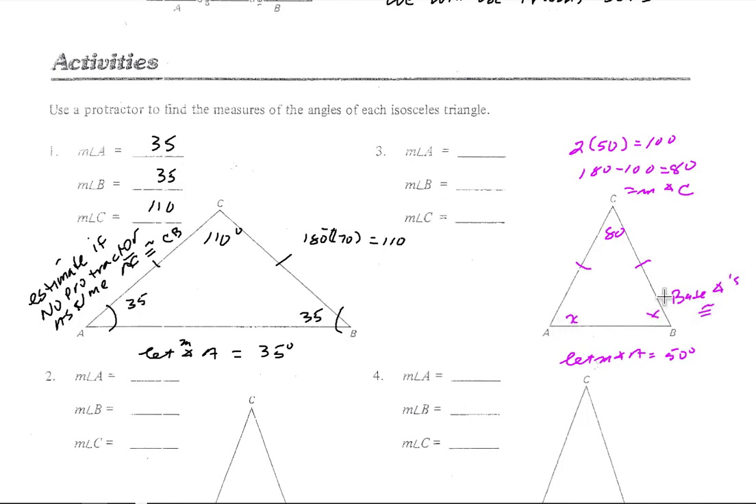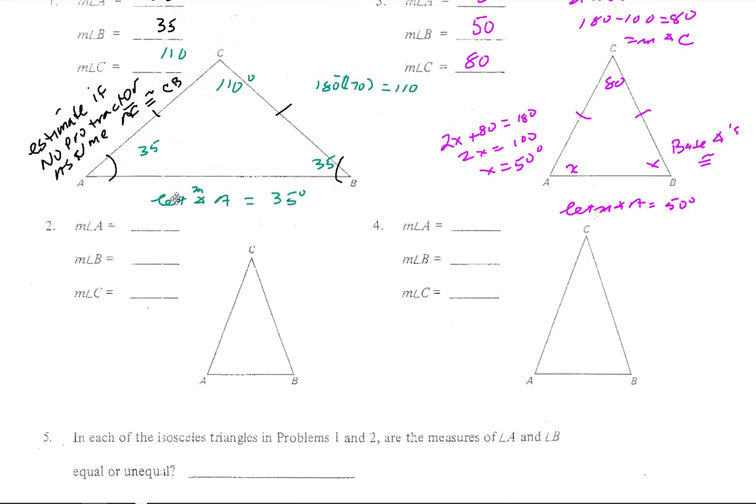So again, isosceles triangles, AC and CB are the congruent sides. The opposite angles, the base angles, are congruent. Angle A is congruent to angle B because they're opposite those equal sides. And then we can calculate that X is 50 degrees for that one, since they all have to add up to 180. And 50 plus 50 plus 80 makes the 180.